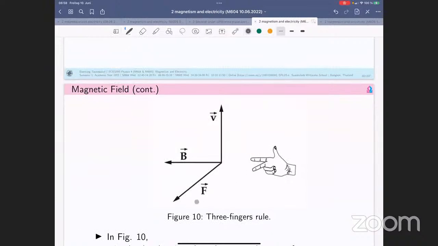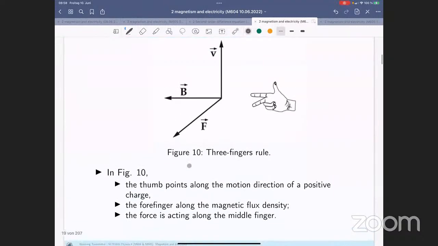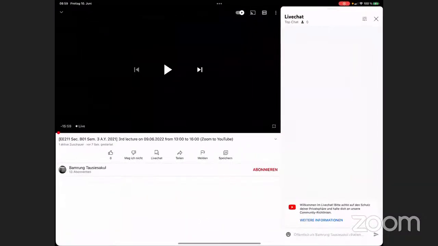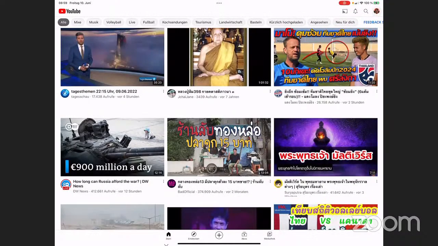It's a little bit complicated but it works too. Okay, in figure 10, the thumb points along the motion direction, which is the speed, the velocity vector of the positive charge. Okay, please note that the right hand rule is valid for the positive charge.